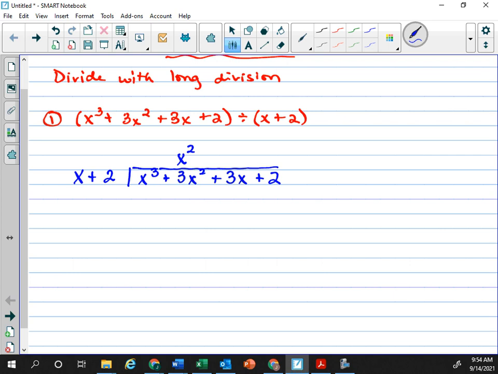Okay, then I take that x squared and I multiply it by what's out in front. So I multiply it by the x plus 2. So x squared times x is x cubed. X squared times 2 would be plus 2x squared. Those you do want to line up nicely. The cubes line up, the squareds line up as you go along.